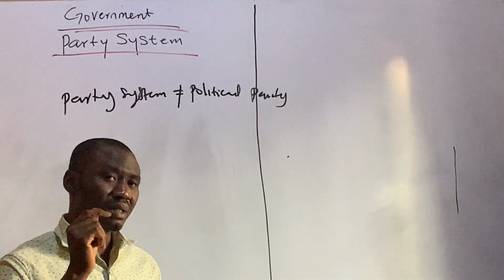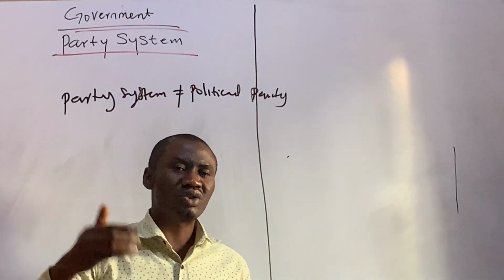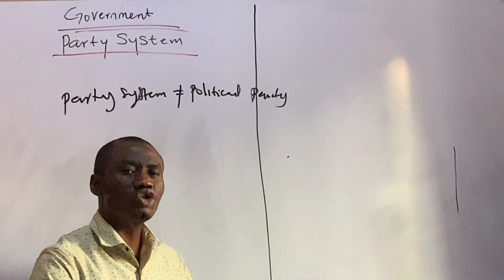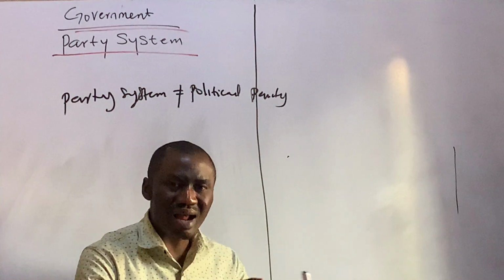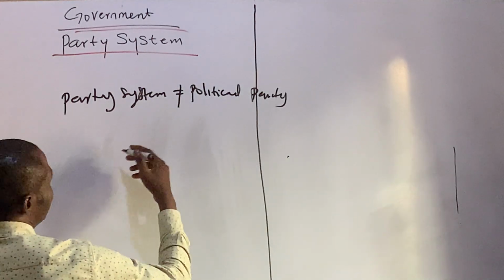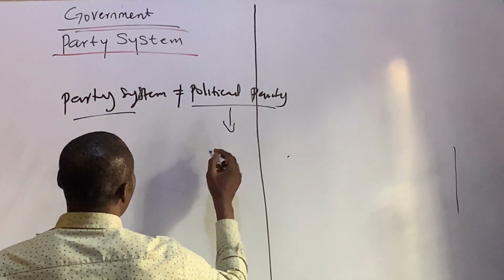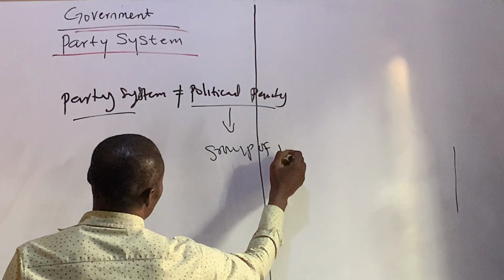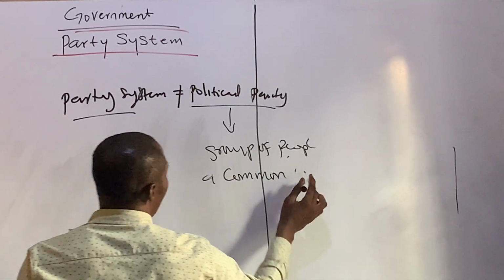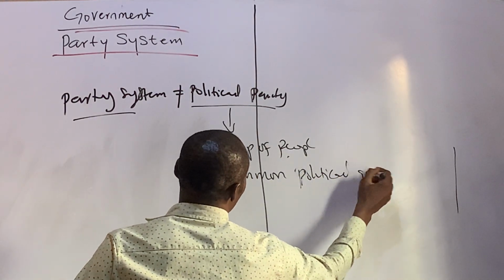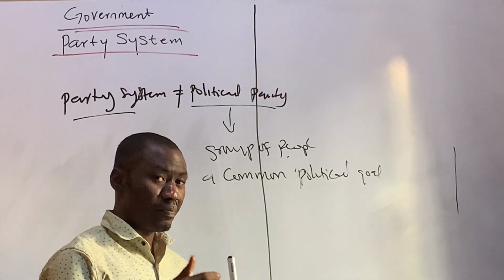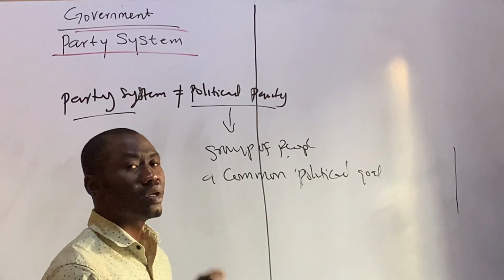You need to understand that the party system is a structure, a type of governance put in place to control how political parties interact or compete for power in a democratic country. Political parties, on the other hand, are a group of people that have a common political goal, or a common political ideology.